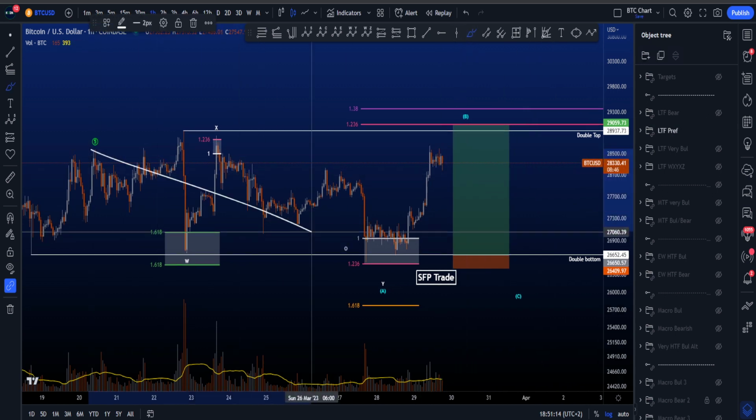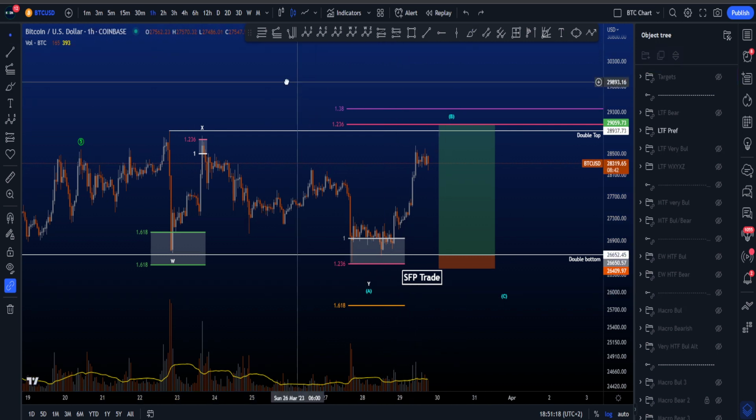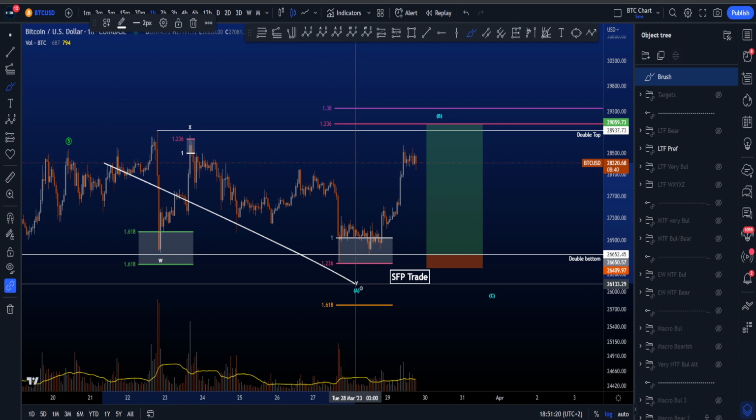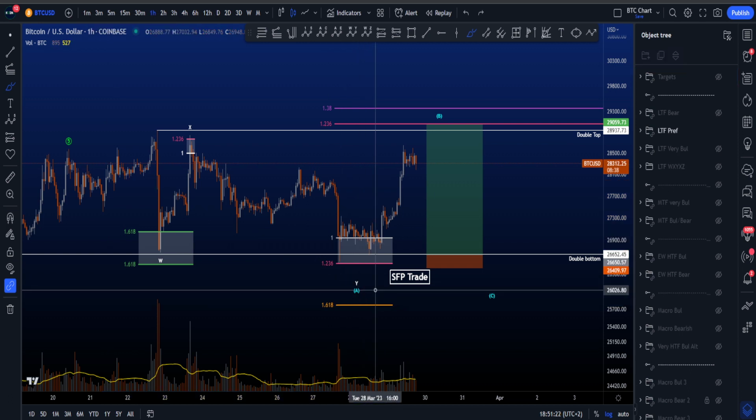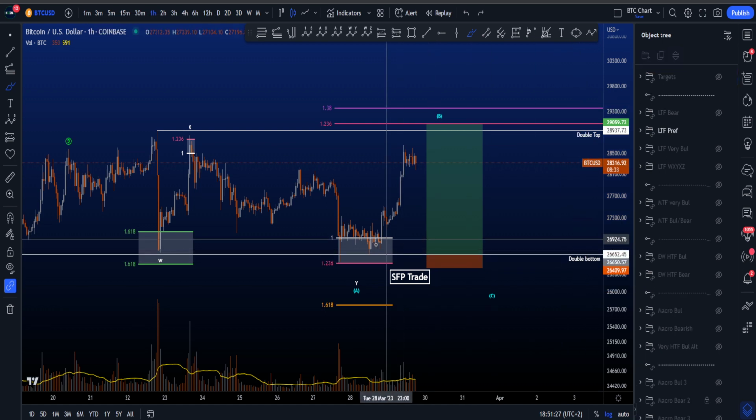Besides the fact that if this wave A took this long, then one would expect wave B to take at least 0.618 the time of this wave A usually, if not 1-to-1. So then you would expect wave B to finish somewhere over here. But looking at how quickly we went up, that is quite unlikely.